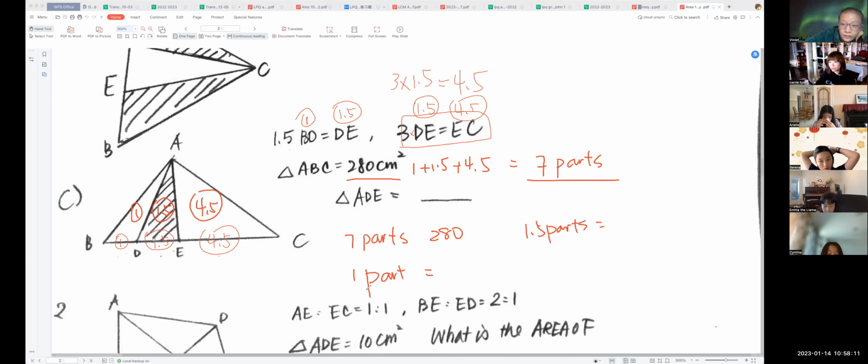Quick, quick, quick. Joseph, 1 part equals... Okay, then let me ask Violet. Violet, can you tell me? So 7 parts equals 280. So 1 part equals what? 40. Okay, very good. So 1.5 parts equals what? So 40 times 1.5.